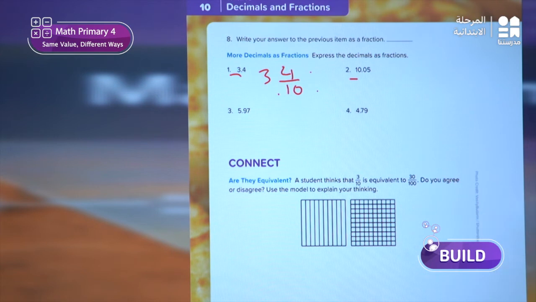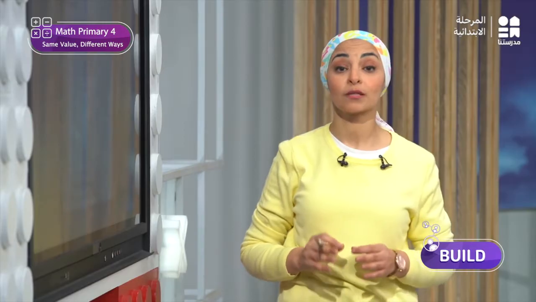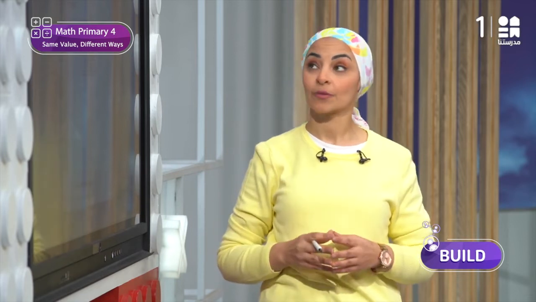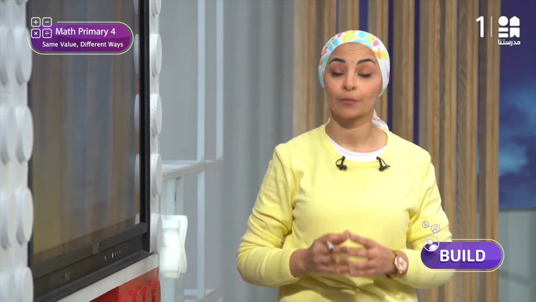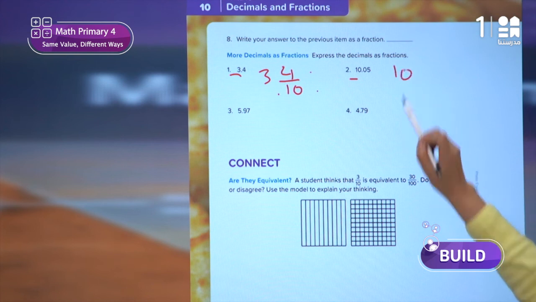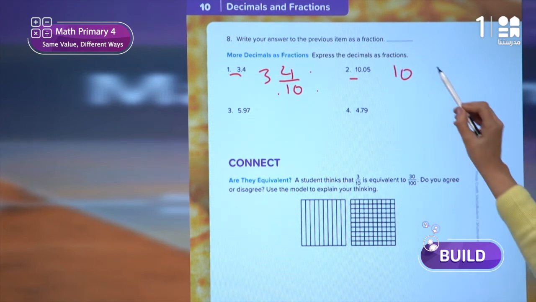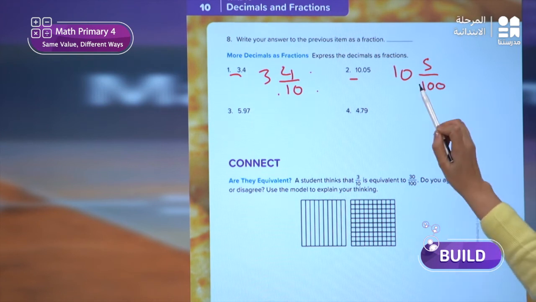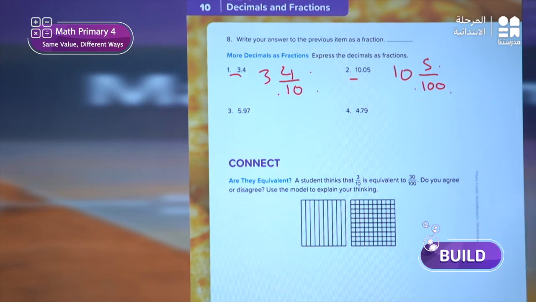Here's problem number 2. And let's try to write the number 10 and 5 hundredths as a mixed number. Well, 10 is my whole number, so I will write 10 and this is 5 hundredths. It means 5 over 100. This is the mixed number 10 and 5 over 100.